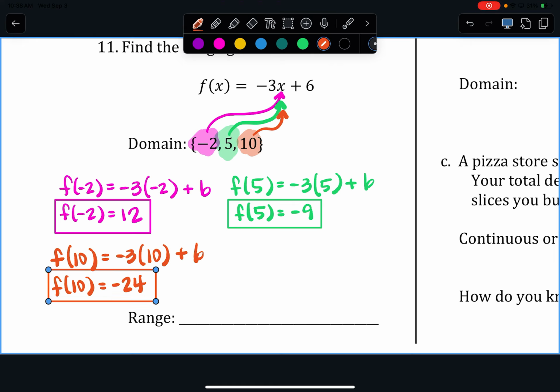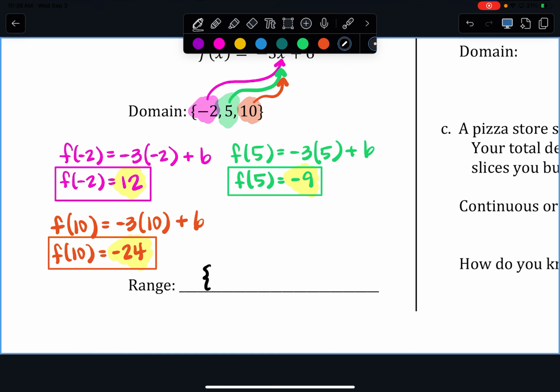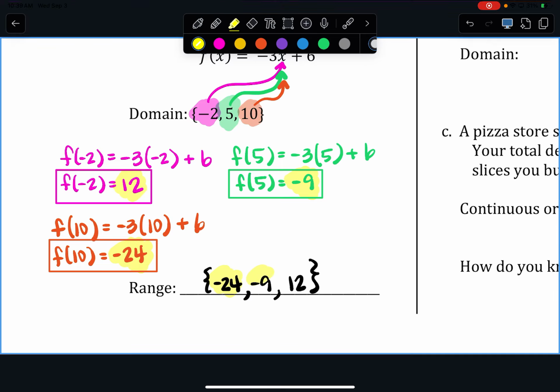Well, if I put in 3 x's, I'm going to get out 3 y's, right? It's just a matter of putting them in order from least to greatest and writing my range properly. Right, so it looks like negative 24 is the smallest output, then negative 9, then the 12. All right, so just taking all of our answers.